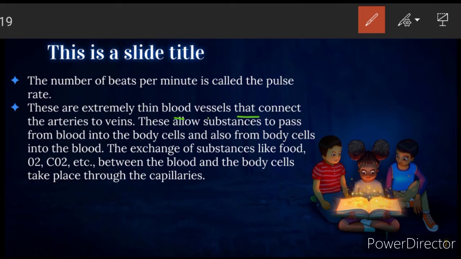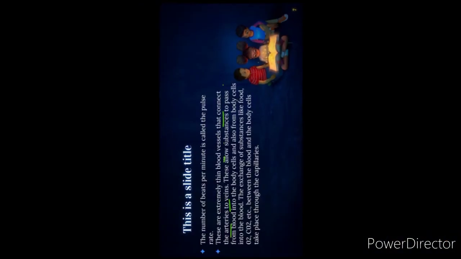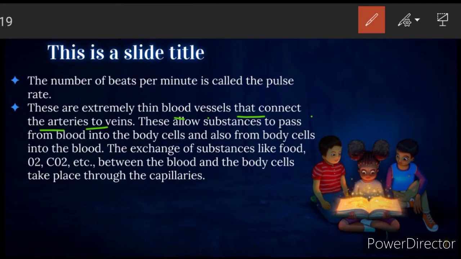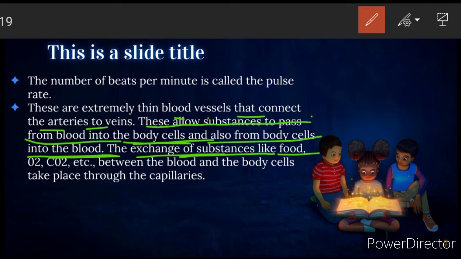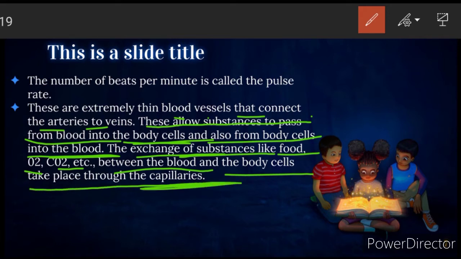These are extremely thin blood vessels that connect arteries to veins. Now these blood vessels only are going to connect arteries to veins. This allows substances to pass from blood into the body cells, and also from body cells into the blood. The exchange of substances like food, oxygen, carbon dioxide, etc. between the blood and the body cells takes place through capillaries. Now what are capillaries? So here that was the definition. Now these capillaries are the places where exchange happens, exchange of, let's take it as oxygen, carbon dioxide, food, etc.